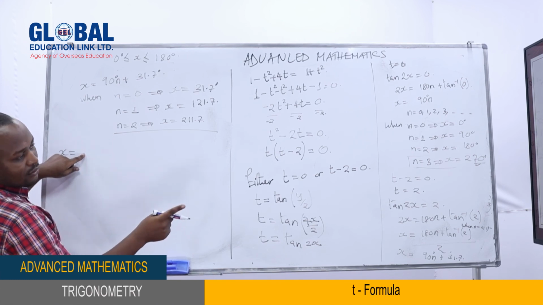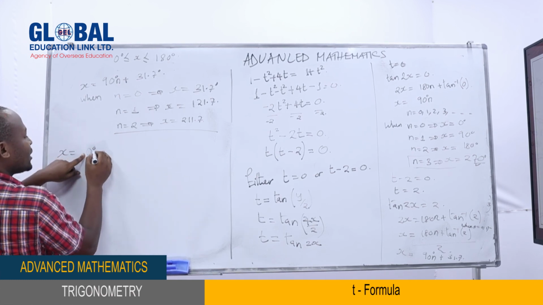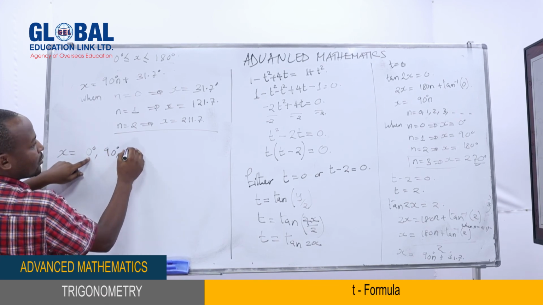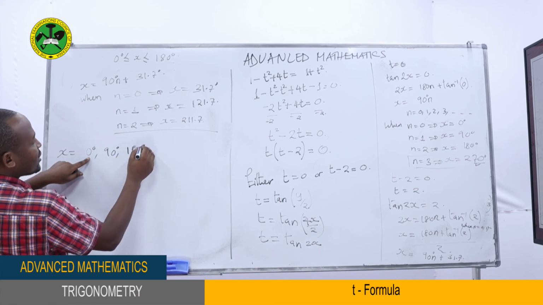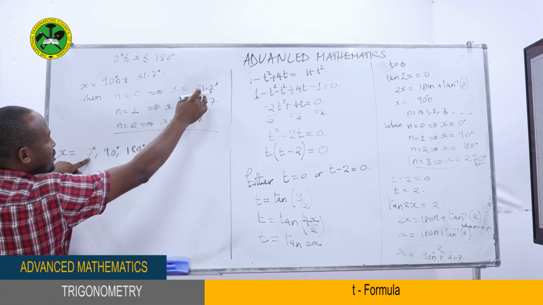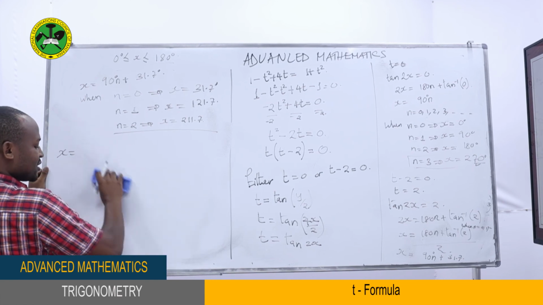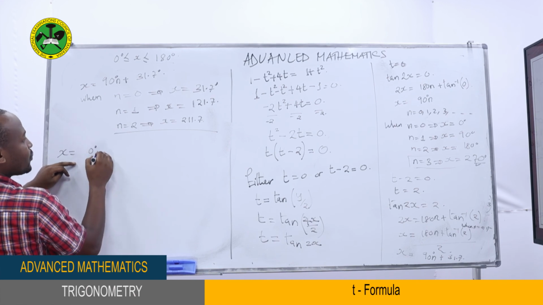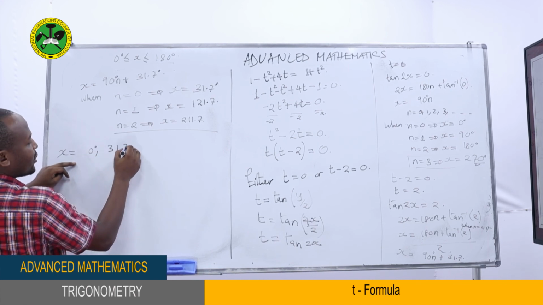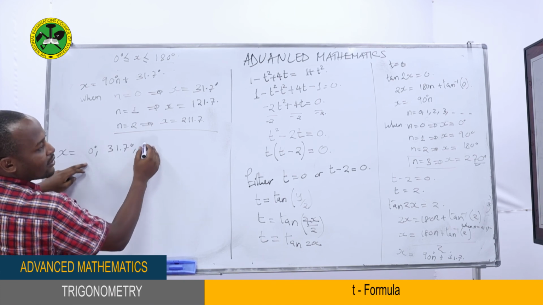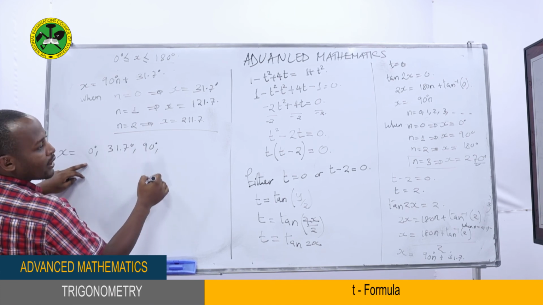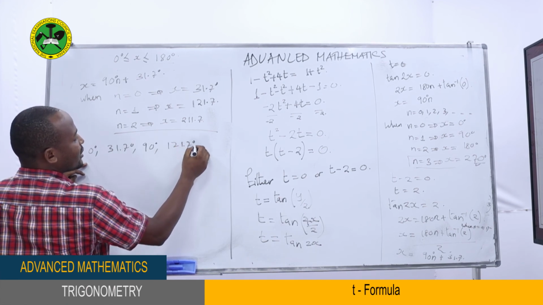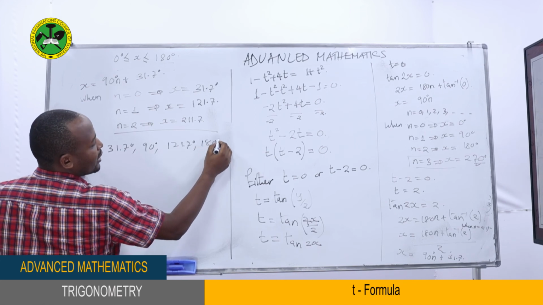We have 0 degrees, and then we have 90, and then we have 180. It is inclusive. But remember, we also have this. So you can write them in arranging form, either descending or ascending, or you can just write them randomly. So we have 0, then we have 31.70 degrees, then we have 90, and again we have 121.7 degrees, and we have 180 degrees.